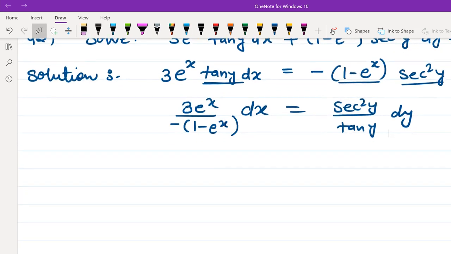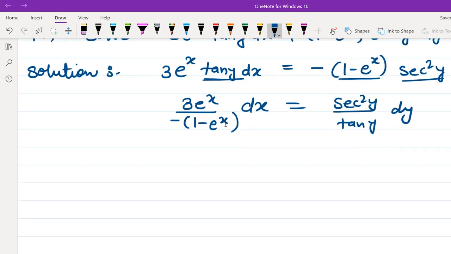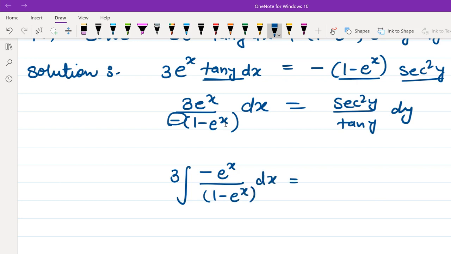Now you have to take integration on both the sides. So I will get the integration of, I can see 3 is a constant, that I can keep outside, and I'm taking this minus sign with e raised to x, so minus e raised to x upon 1 minus e raised to x dx. So this is my left hand side. The right hand side is going to be the integration of sec square y upon tan y dy.